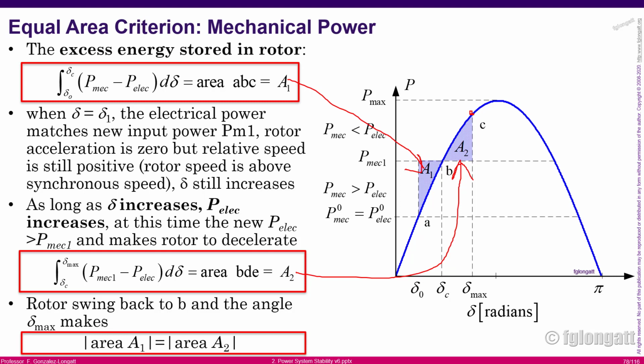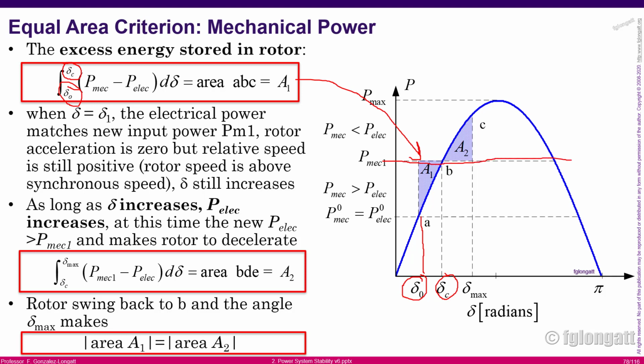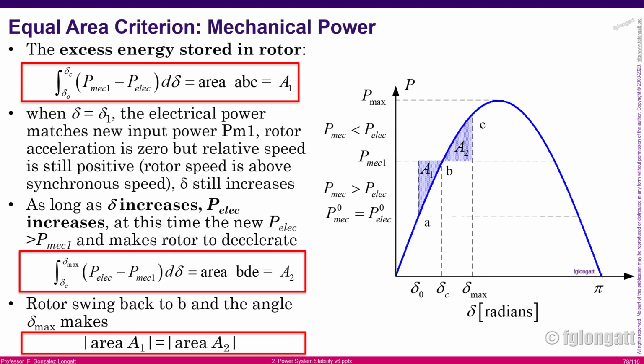Okay? This is the maximum oscillation, this is the final state, and this is the original state, okay? There are 3 points over there. But what I need you to clearly understand is that area number one is basically defined between delta 0 and delta C. And that is the reason this area comes from mechanical power minus electrical power. That is what you need to see over there, okay?